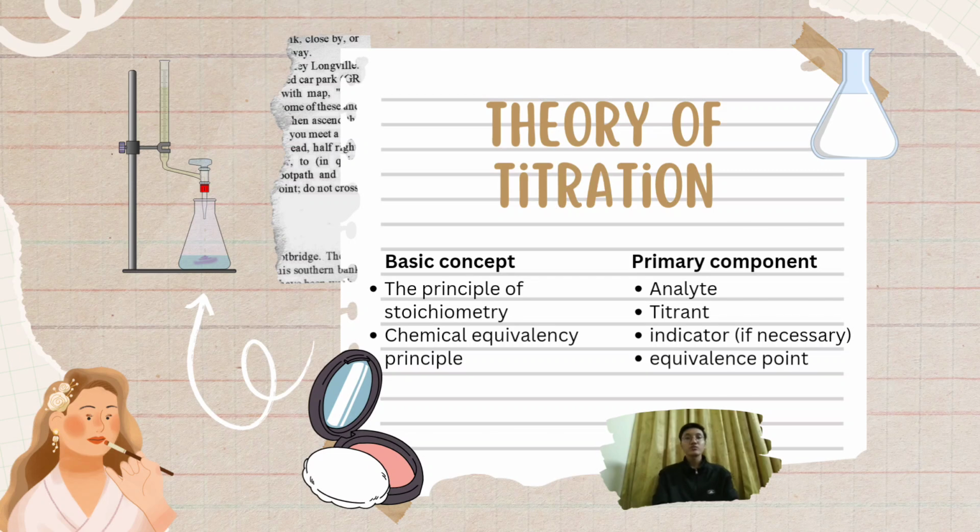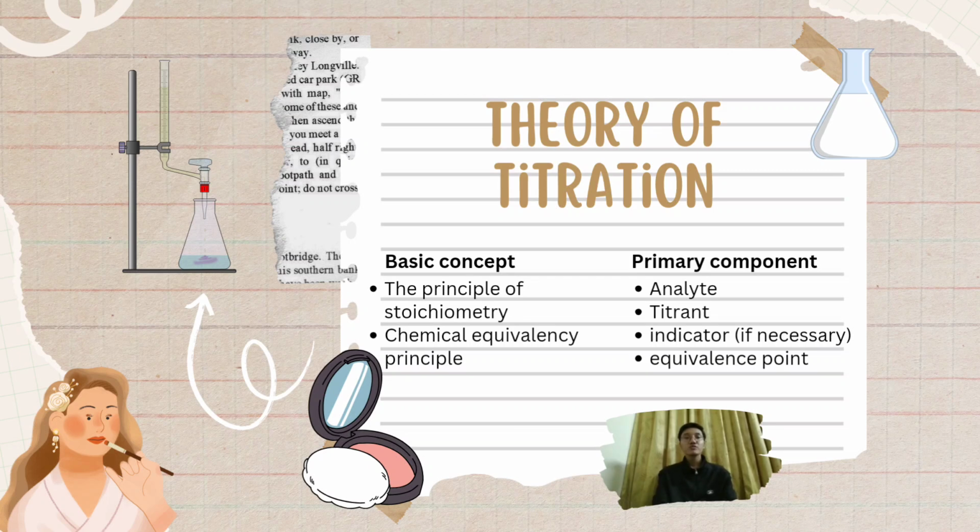Assalamualaikum warahmatullahi wabarakatuh. My name is Muhammad Amir Hakimi. In this part, I'm going to talk about the theory of titration. Basic concept. There are two basic concepts in titration. The first one is the principle of stoichiometry. The second one is the chemical equivalency principle.